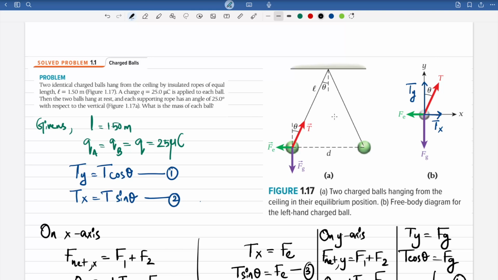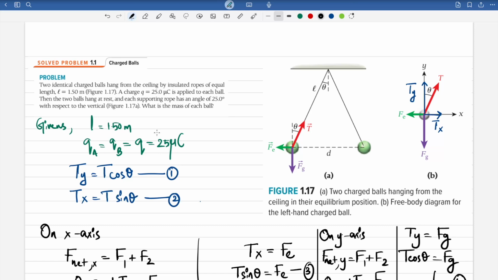Okay, so these are the 2 equations for the x-axis and y-axis. Equation number 3, T sin theta equals Fe, and equation number 4, T cos theta equals Fg. In these equations there is tension, right? But tension is not given in the question, so we cannot solve the problem. We cannot solve an equation if tension is in that equation, right? So we need to eliminate tension.